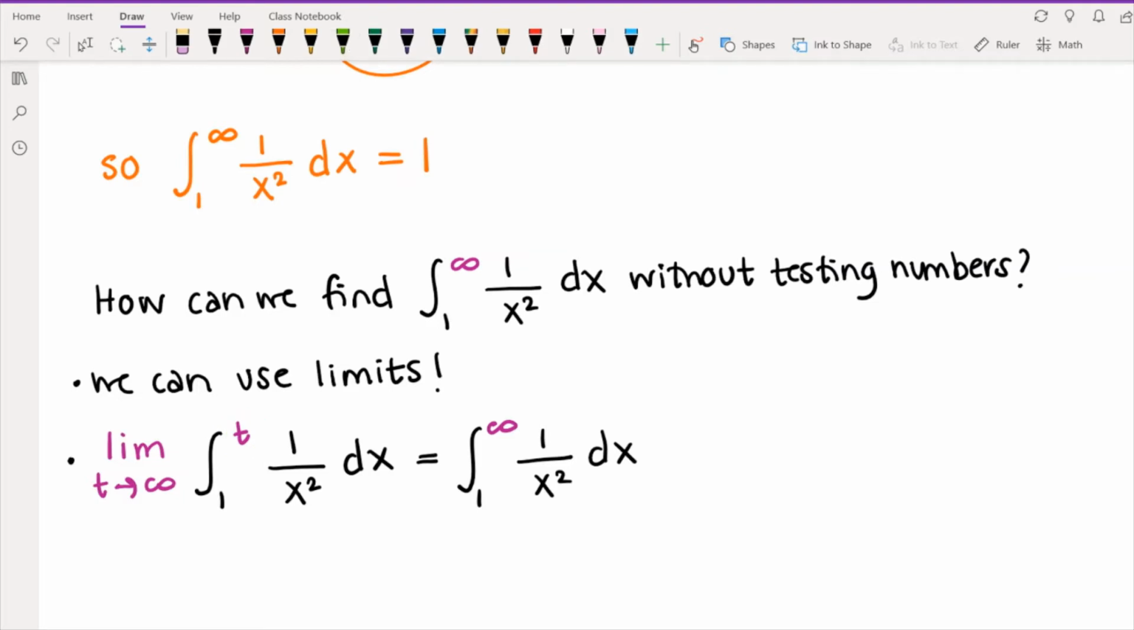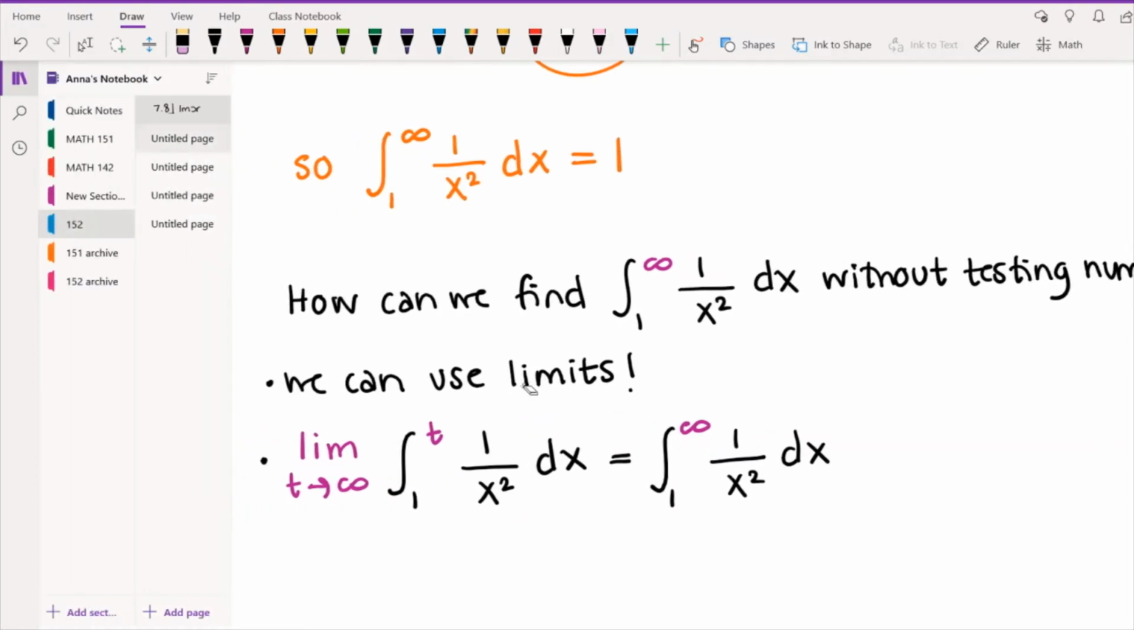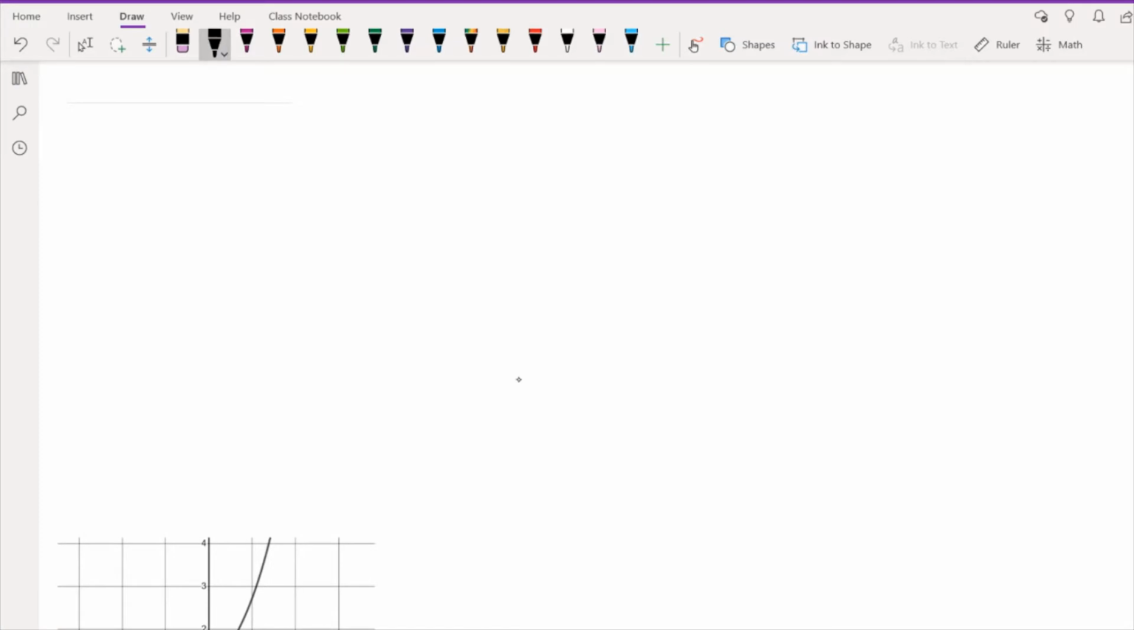As you can probably tell, we're going to be doing limits in this video. So in general, we're going to be evaluating an integral. We're going to end up with some kind of a function that has t in it because that's our bound. And then we're going to have to take the limit as t approaches infinity of whatever that function is. And so we need to make sure that we know how to take limits as x or t or whatever your variable is approaches infinity.